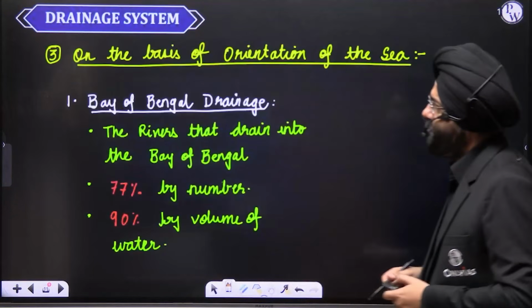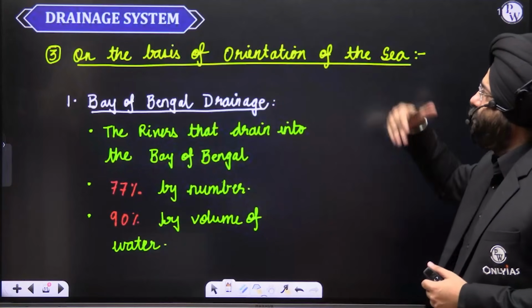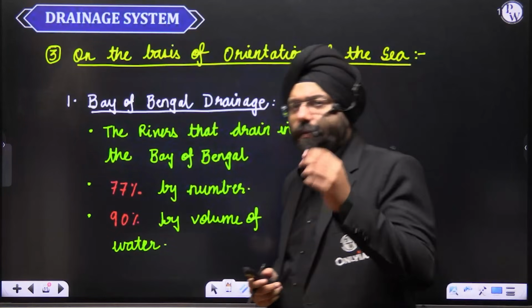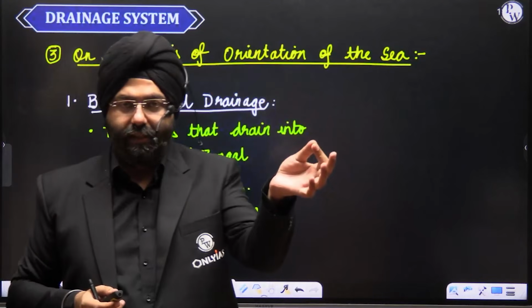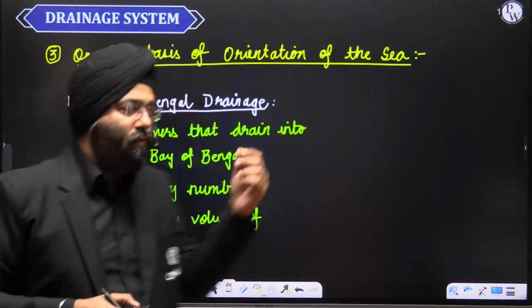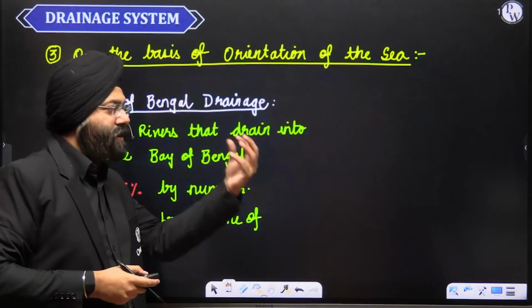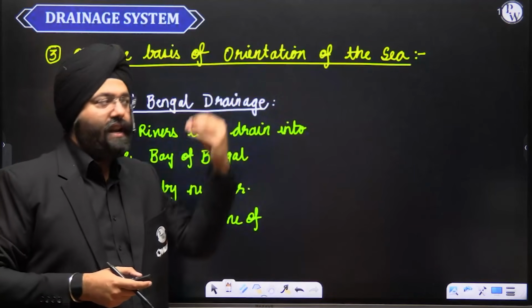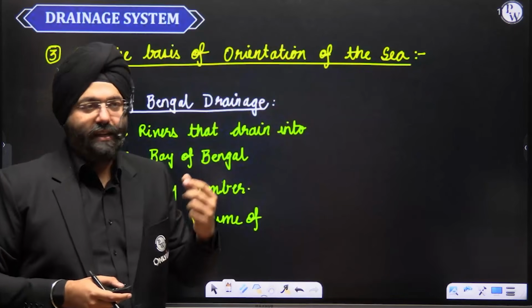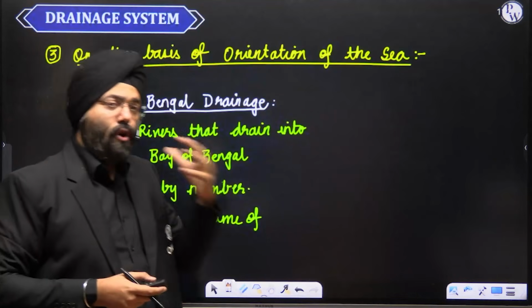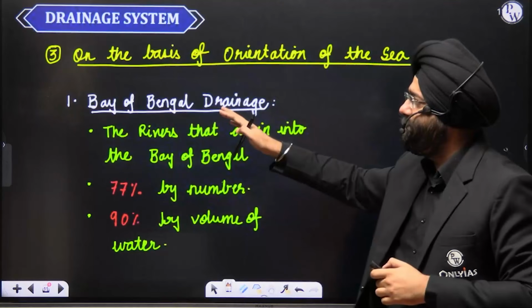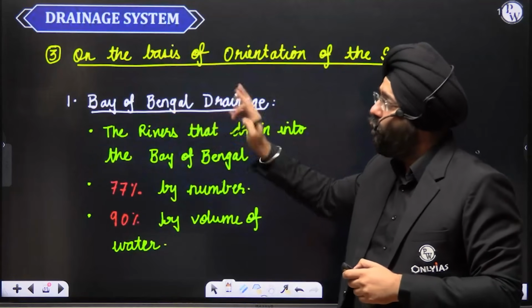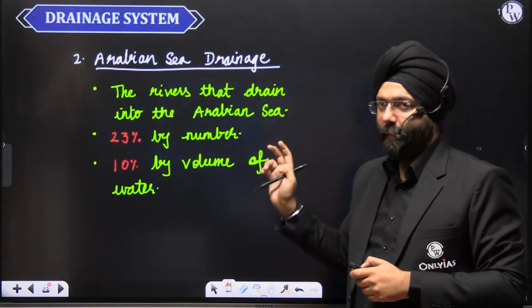Let's begin. Now, another is the orientation of the sea. In the previous classification, we had studied from where the river originates. Now let us see where the river finally ends, or drains into which water body. This is the classification. Now broadly, with respect to India, can I classify them by whether they are draining into the Bay of Bengal or the Arabian Sea, right?